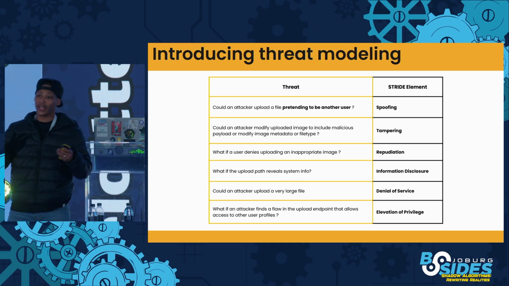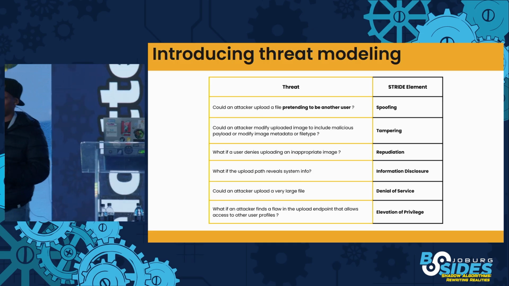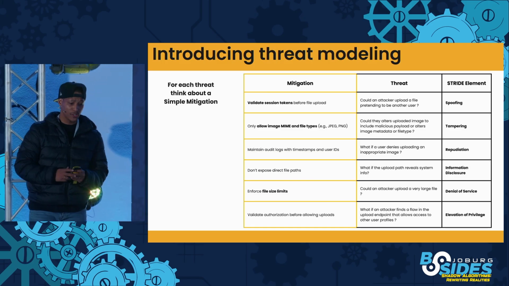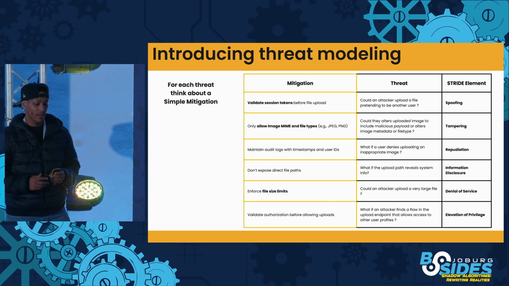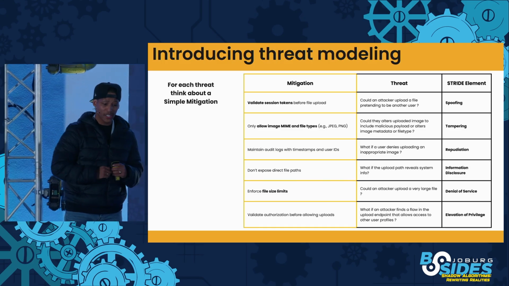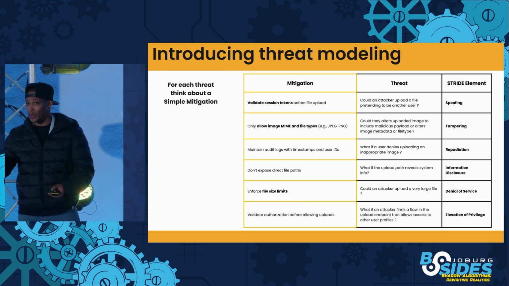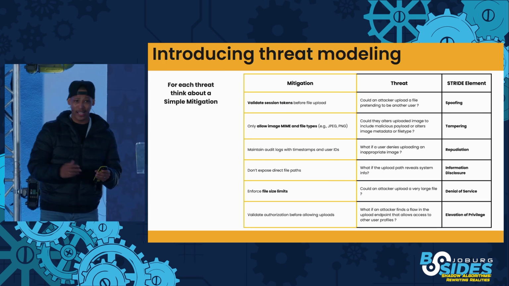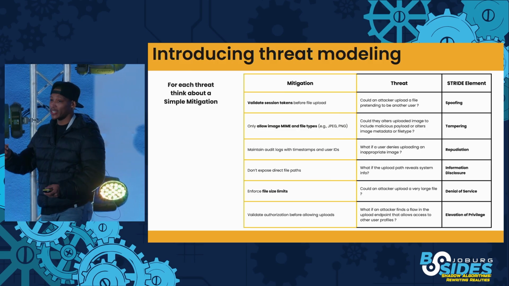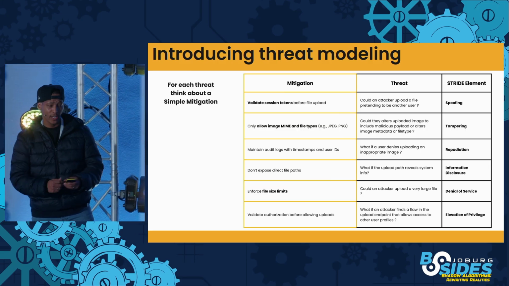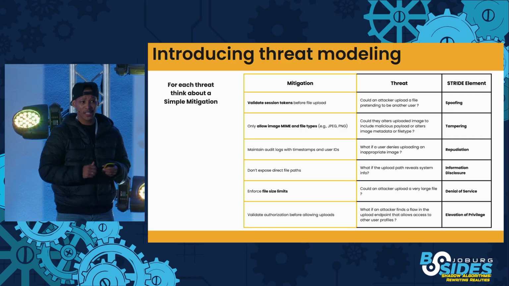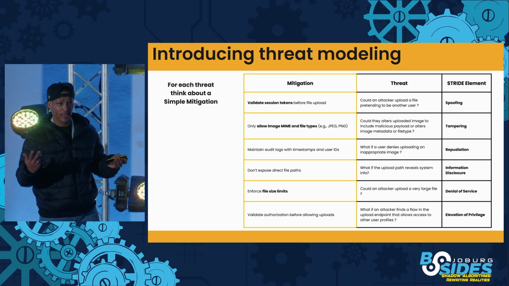So for each threat, think of the simplest mitigation. In order to mitigate spoofing, validate the auth and session IDs before the file is being uploaded. To mitigate tampering, validate the image MIME type as well as the file type. And to prevent denial of service, enforce size limits before uploading the file.